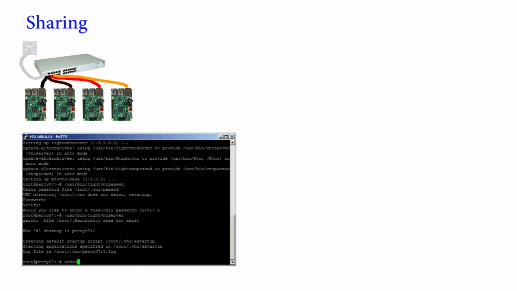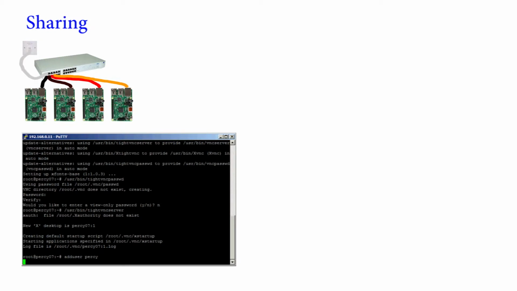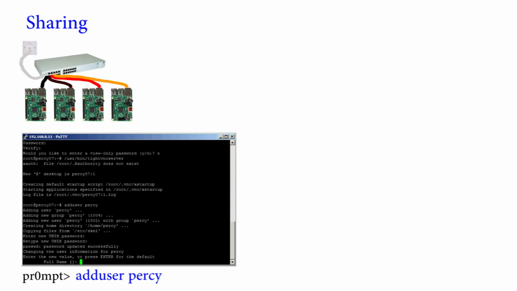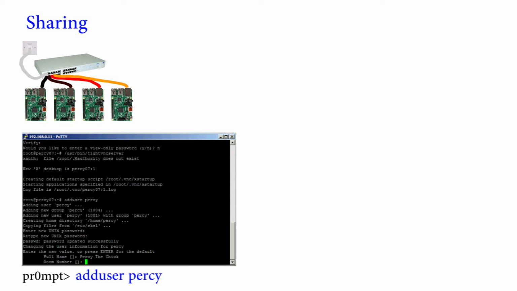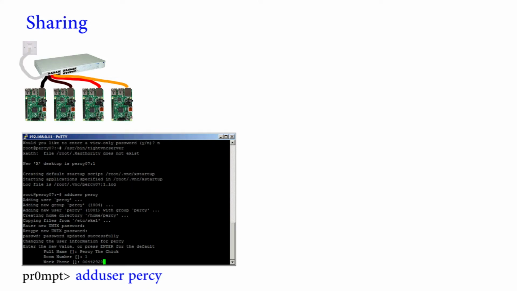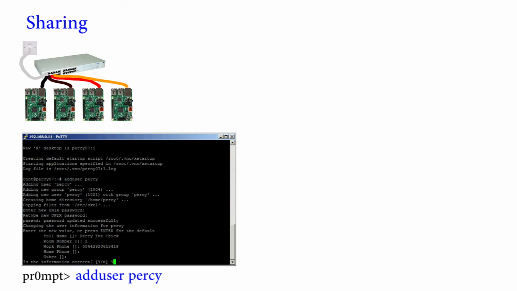To do this, you need to give them an account with a password like this. Log in and enter adduser Percy, but swap Percy with your friend's name. At this stage, the Pi's response may not make too much sense, but we will cover this later. A quick review of these lines though will help.